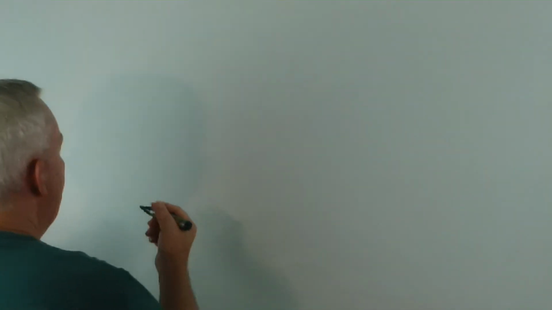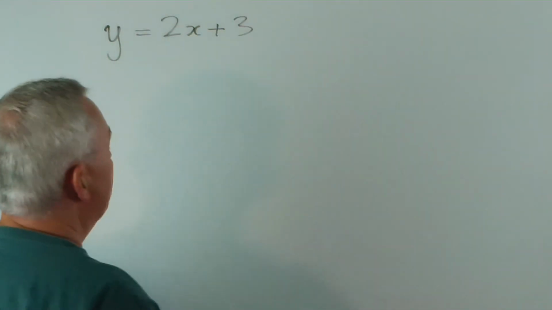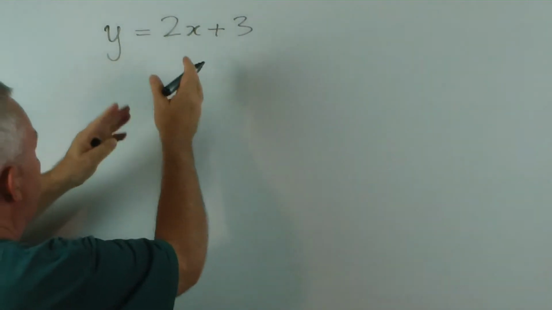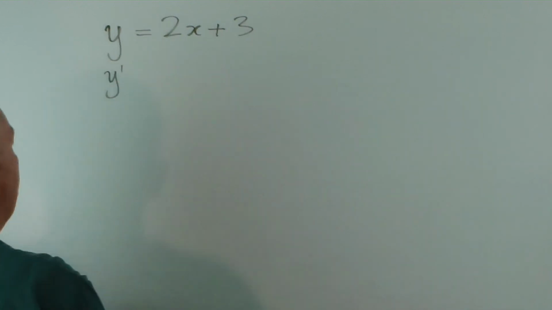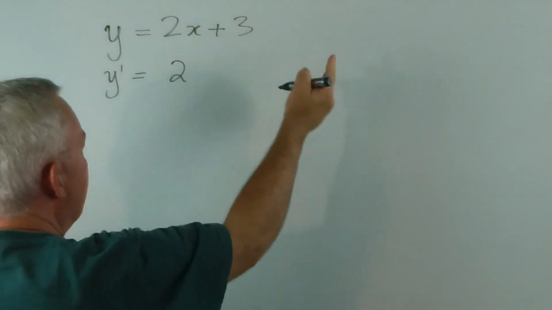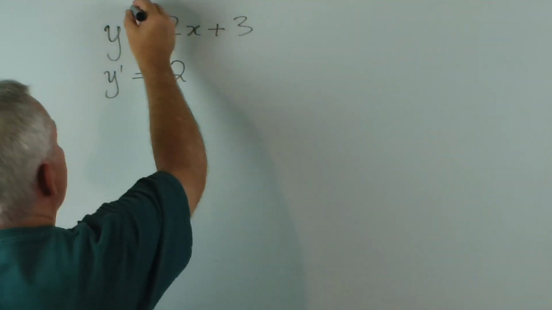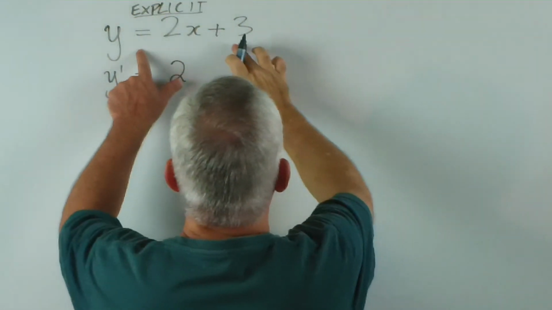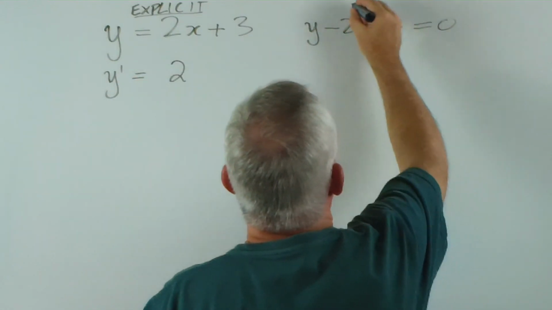Now, if I had the explicit function y equals 2x plus 3, really doesn't matter that much, and I find the derivative, I would write dy/dx, because I'm finding the derivative with respect to x, or if I'm being a little bit lazy, y dash equals, and the derivative of 2x is 2, and the derivative of a constant is 0. So there's my result. Now, this is explicit. If I rearrange this to get y minus 2x minus 3 equals 0, I now have an implicit function.